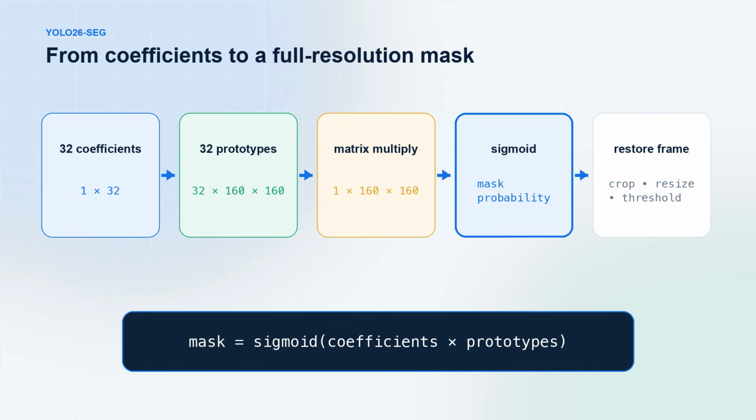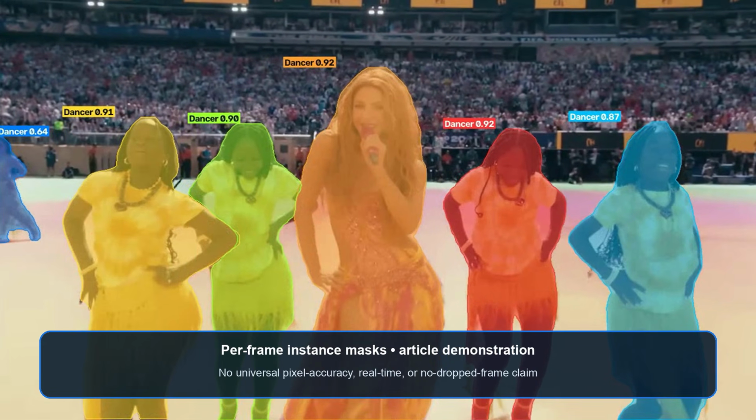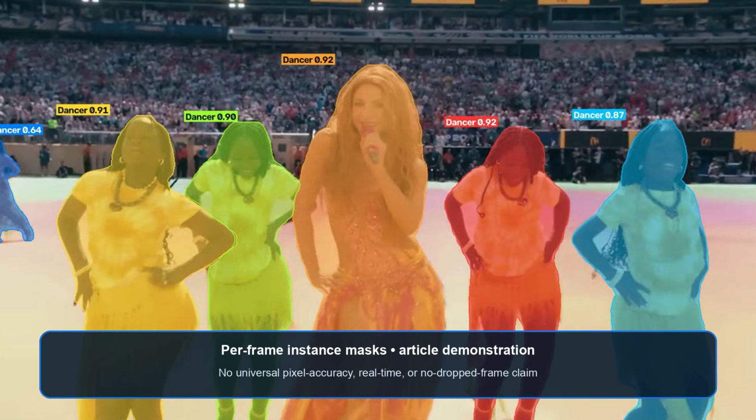The visual payout of that matrix math is undeniable. We get distinct, pixel-perfect colored masks that keep dancers completely separated from the background and each other, even as they cross directly in front of one another in complex choreography.